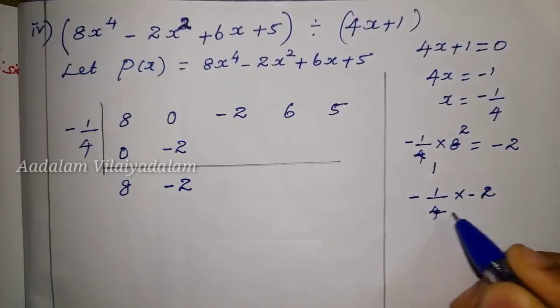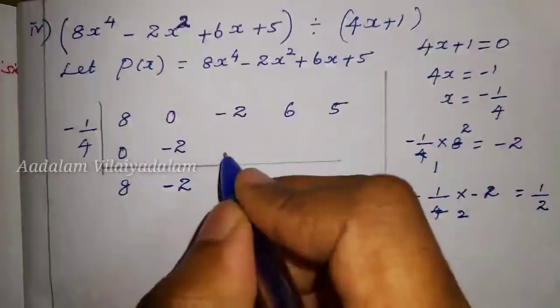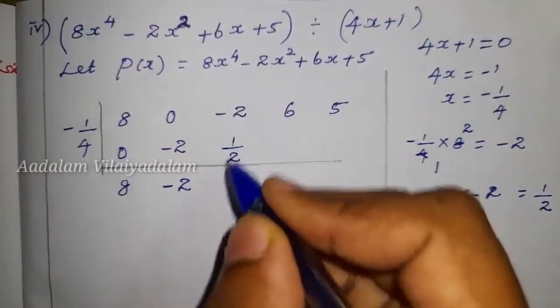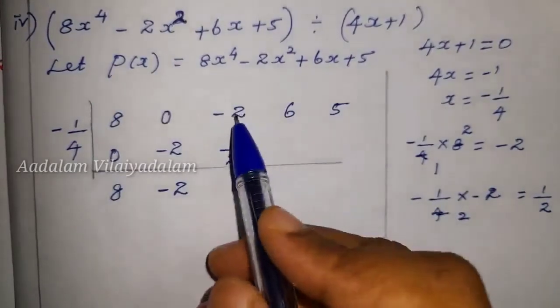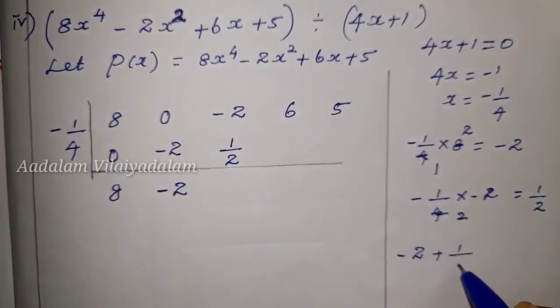So 2 table 1 times and 2 times only. So the answer is 1 by 2. So write 1 by 2 here. Now add the term minus 2 and 1 by 2. That is minus 2 plus 1 by 2.